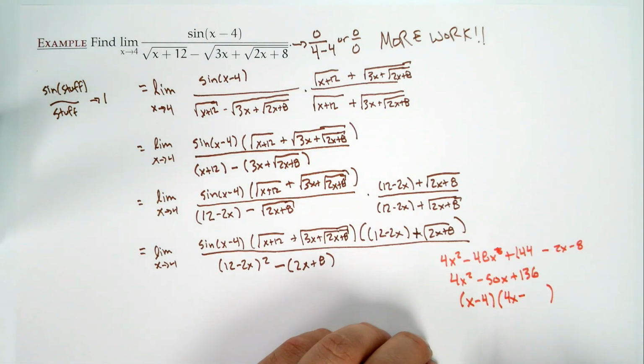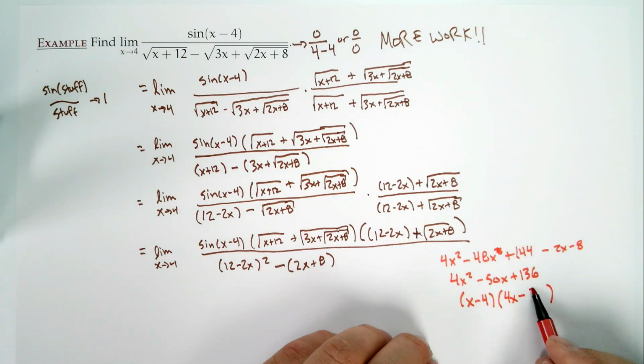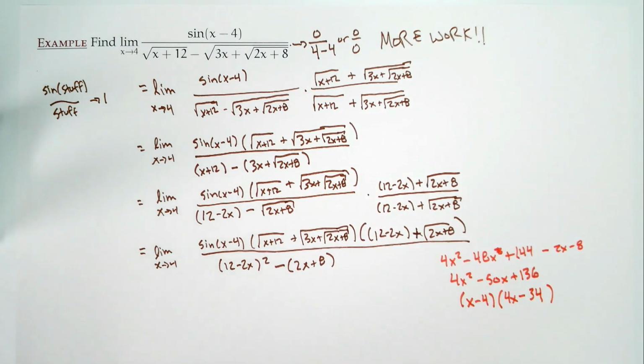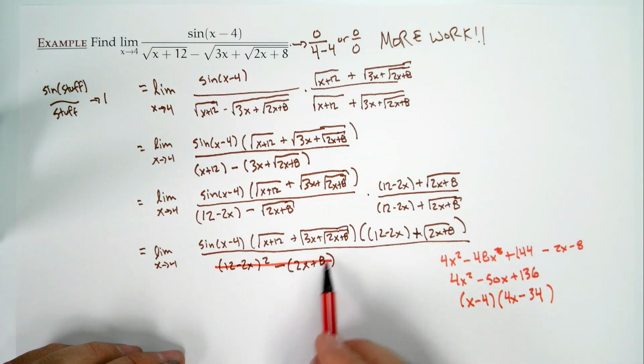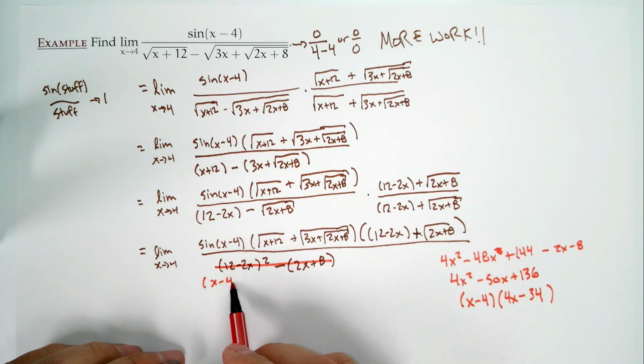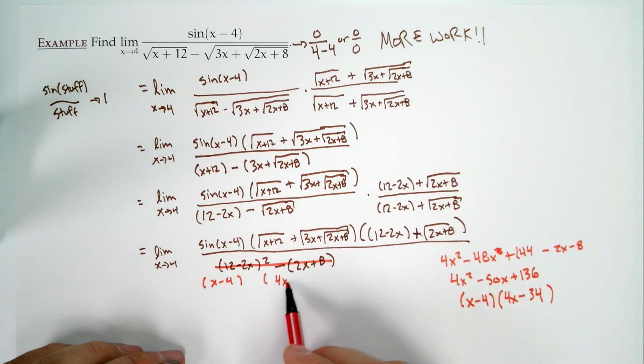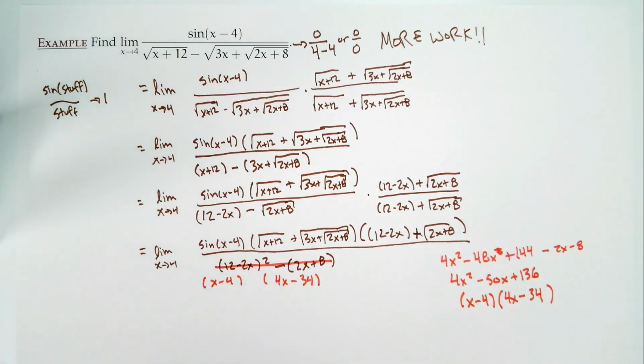Now, of course, then the question is, well, what's 136 divided by 4? And the answer is 34. Of course it is. Well, 4 times 30 is 120, and then 4 times 4 is another 16. 120 plus 16 is 136. So here's the thing, we can take this denominator here and write it as x minus 4 times 4x minus 34.